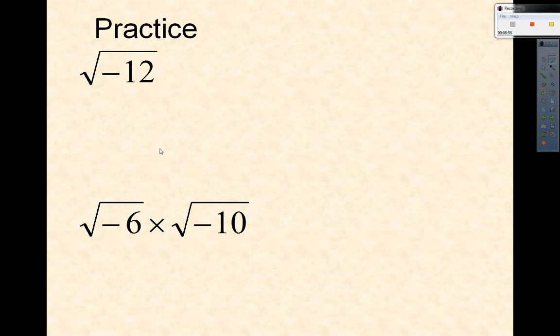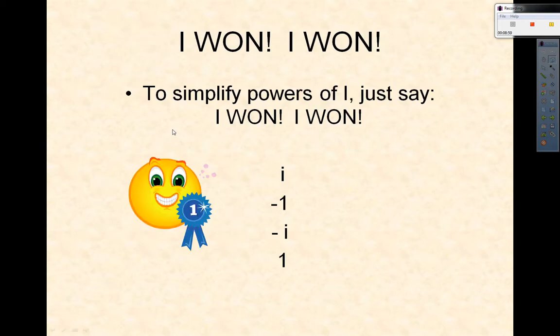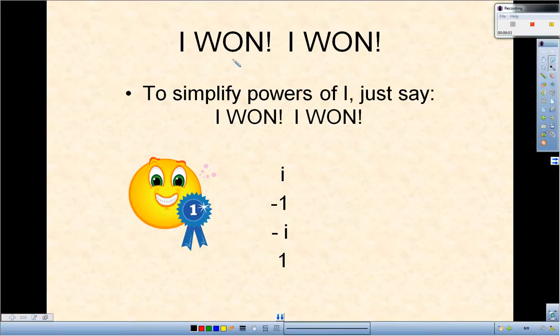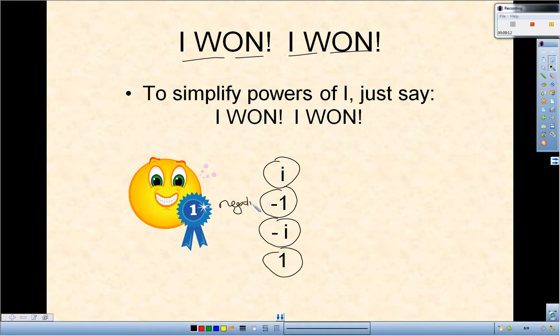Alright, the last thing I wanted to talk about was simplifying powers of i, and what I want you to remember is the phrase "i, 1, negative i, negative 1"... that is, i, negative 1, negative i, 1, with the negatives in the middle. What this means is that if you have i to the first power, that's just i. If you have i to the second power, that's negative 1. If you have i to the third power, that's negative i. And if you have i to the fourth power, that's positive 1.